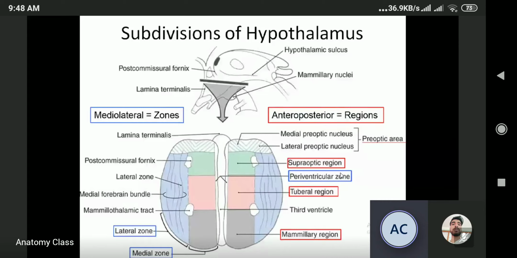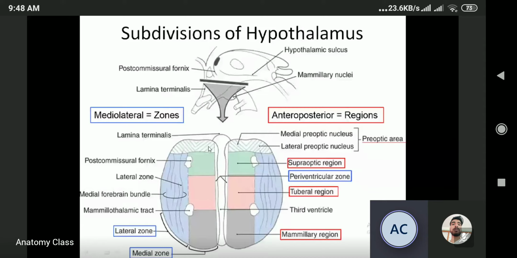Now, for descriptive purposes, the hypothalamus is divided into medial and lateral zones by fibers known as the columns of the fornix and the mammillothalamic tract. The presence of these fibers divides the hypothalamus into a medial region and a lateral region. The medialmost part of the medial region, as it is present just lateral to the third ventricle, is known as the periventricular zone. Further, as the medial zone consists of numerous nuclei concentrated within it, it is divided into 4 regions: the preoptic region, supraoptic region, tuberal region, and mammillary region.